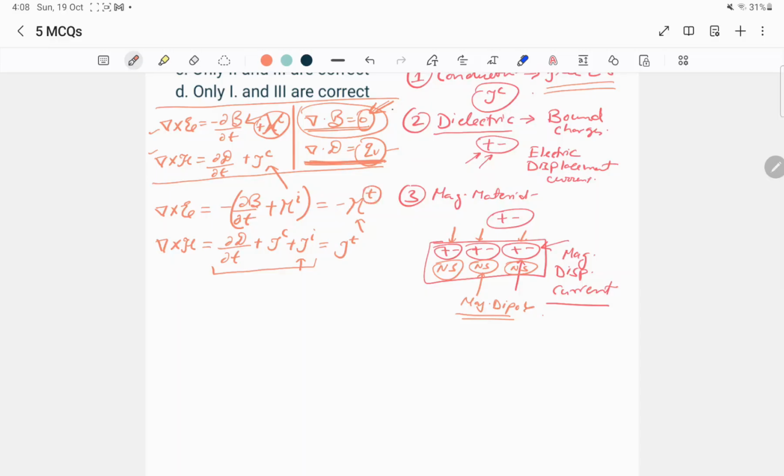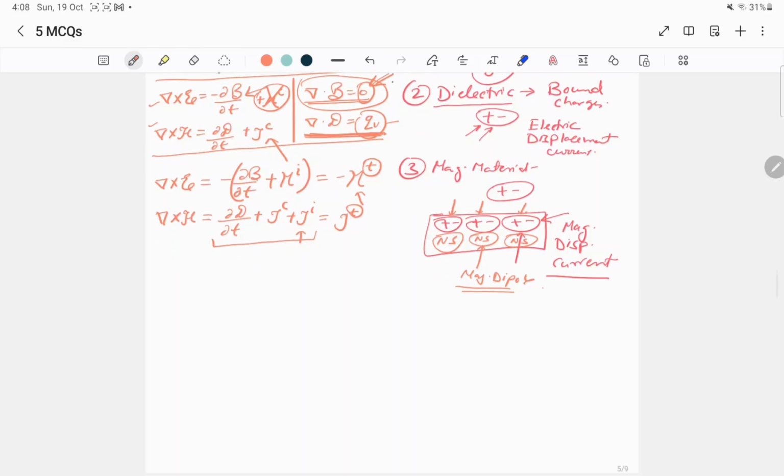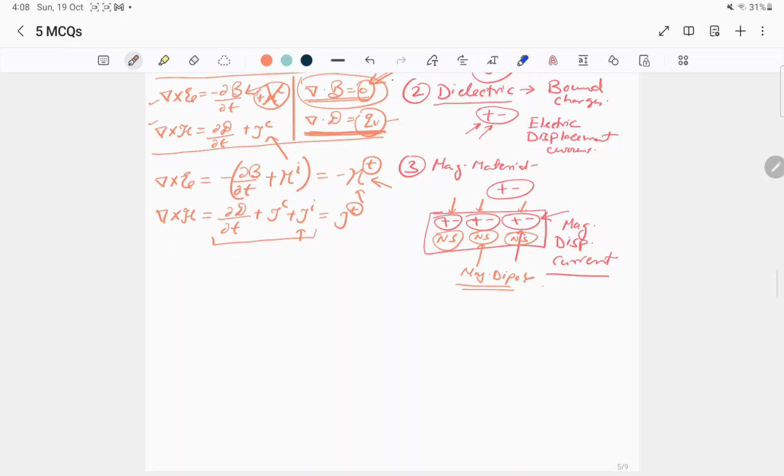The superscript T stands for total. So MT is total magnetic current and JT is total electric current. These are densities, magnetic current density and electric current density.